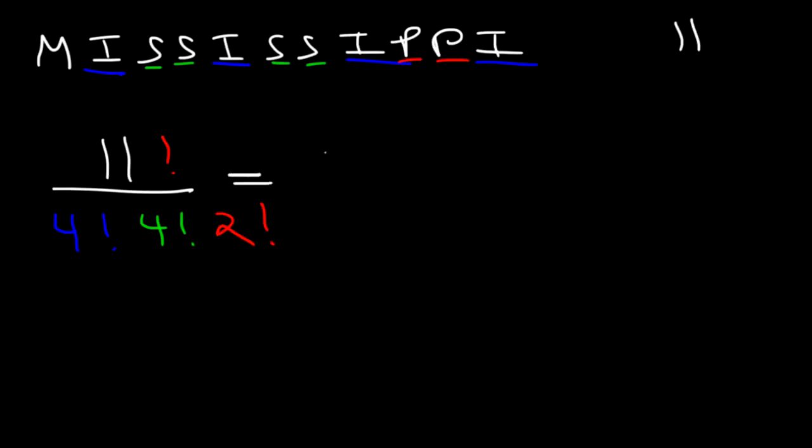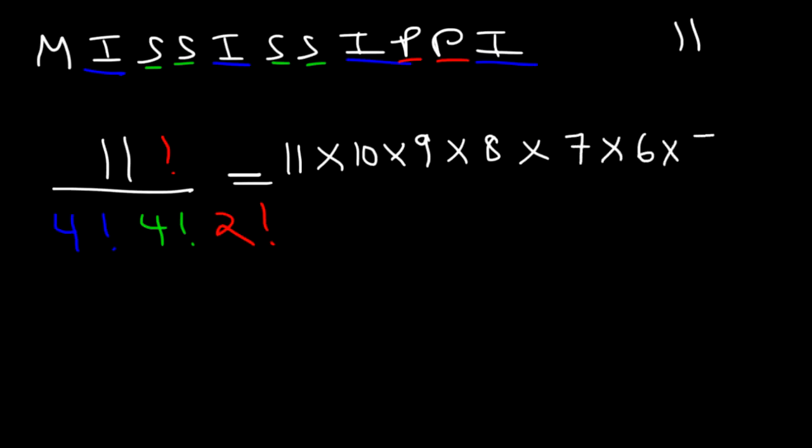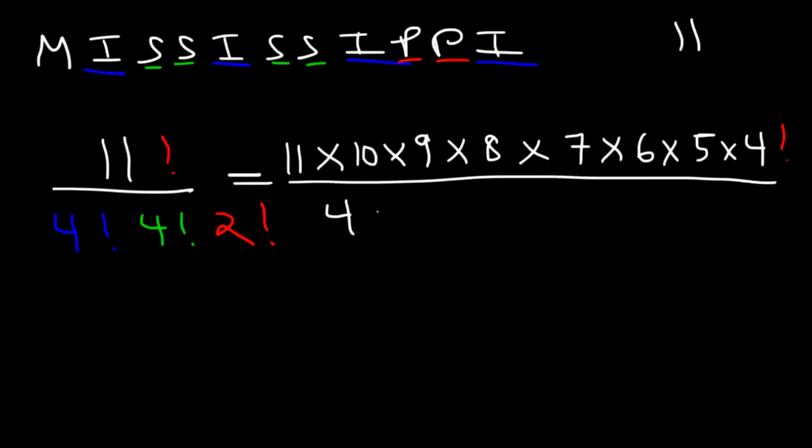So this is going to be 11 times 10 times 9 times 8 times 7 times 6 times 5 times 4 factorial, divided by, I'm going to leave the first 4 factorial the same. I'm not going to change it. And the other 4, I'm going to write it as 4 times 3 times 2 times 1. And then 2 factorial, 2 times 1. So we can cancel 4 factorial. And let's see, what else can we cancel?